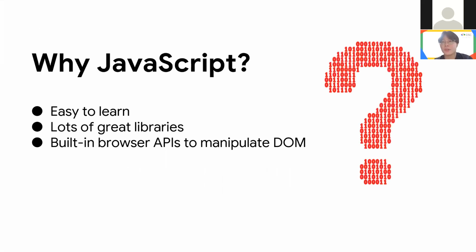So the focus of this workshop is to really manipulate the document object model. If you're not sure what the document object model is, it is an object-oriented model to represent HTML. All HTML can be modeled as an object which you can manipulate and modify using JavaScript. There are a lot of built-in browser APIs for us to do so with JavaScript. And most important of all, it's very easy to learn and filled with lots of great libraries.